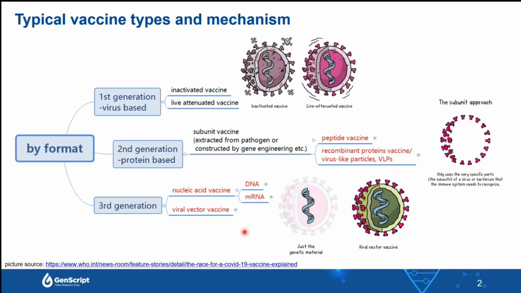And for the third generation vaccine, the nucleic acid vaccine, usually we use nucleic acid, which includes DNA and mRNA, just the genetic material. Or we can use a virus as a vector to take the nucleic acid from the pathogen into the cell. So that's the three generations.